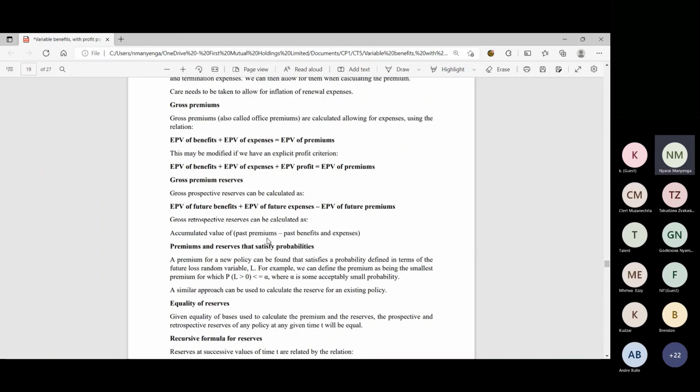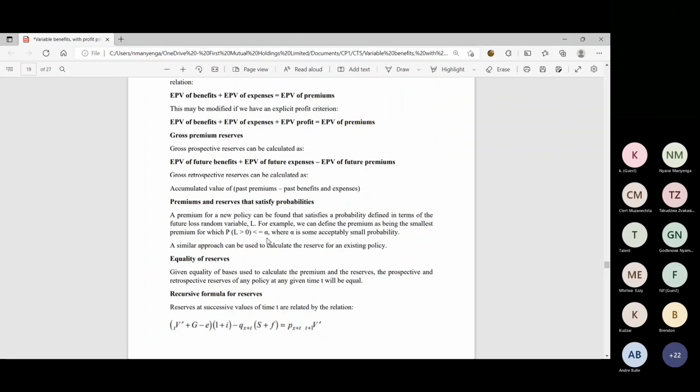So then in terms of the gross premium reserves, the prospective reserves, this would be the expected present value of future benefits plus the expected present value of future expenses minus the expected present value of future premiums. This is how the prospective reserves would be calculated. The difference with the net reserves is that net reserves don't include future expenses. It will be just the expected present value of future benefits minus the expected present value of future premiums.